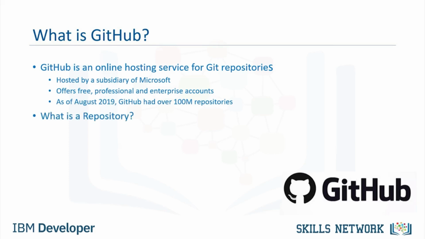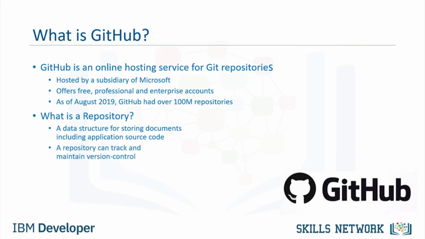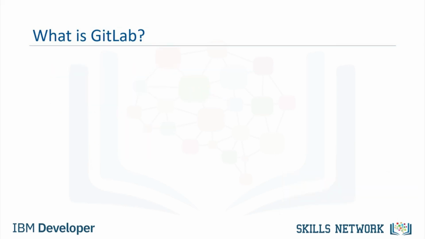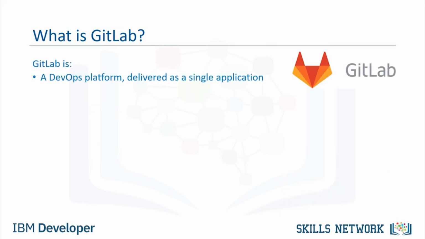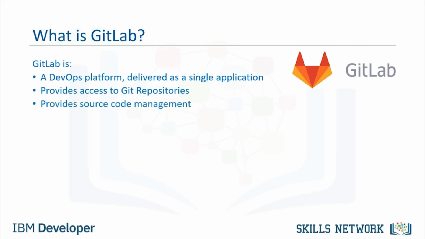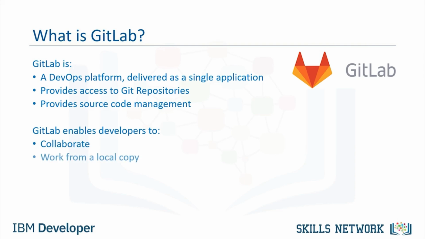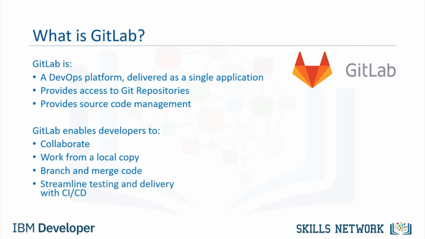A repository is a data structure for storing documents, including application source code. A repository can track and maintain version control. GitLab is a complete DevOps platform delivered in a single application. GitLab provides access to Git repositories controlled by source code management. With GitLab, developers can collaborate, reviewing code, making comments, and helping to improve each other's code. Work from their own local copy of the code. Branch and merge code when required. Streamline testing and delivery with built-in continuous integration, CI, and continuous delivery, CD.